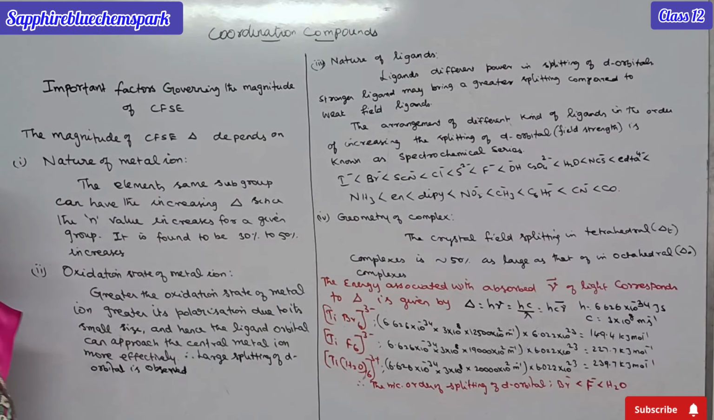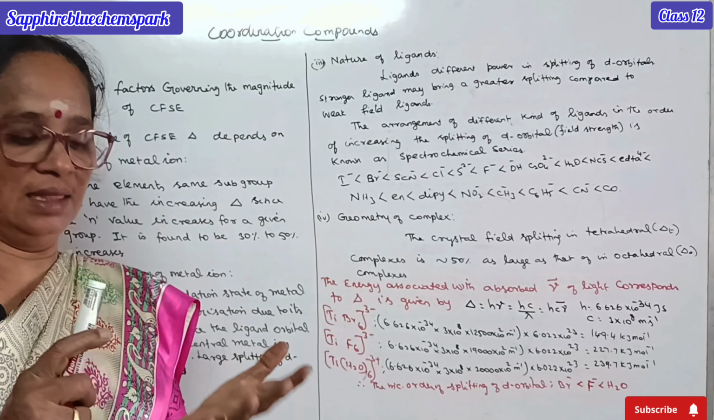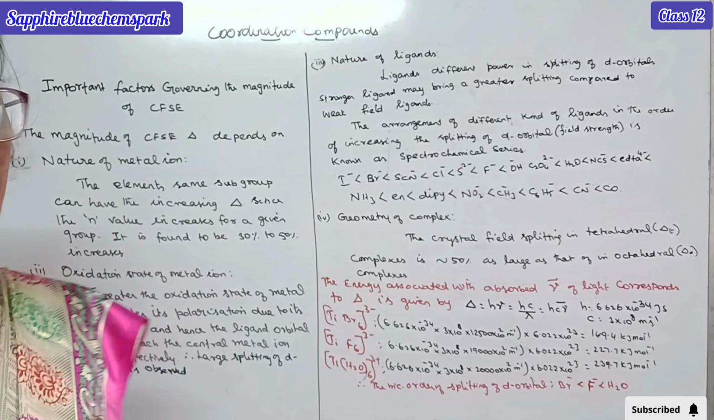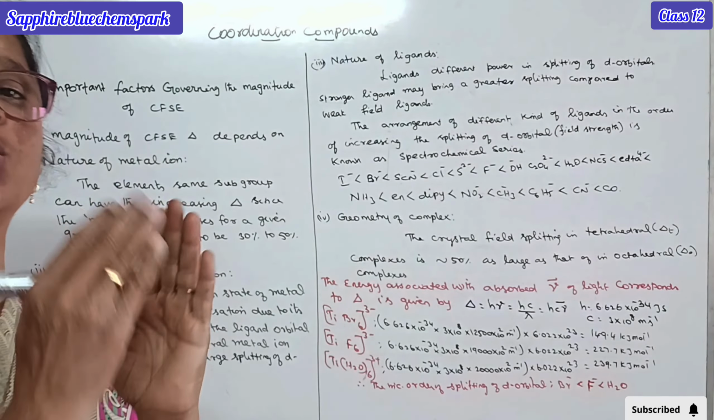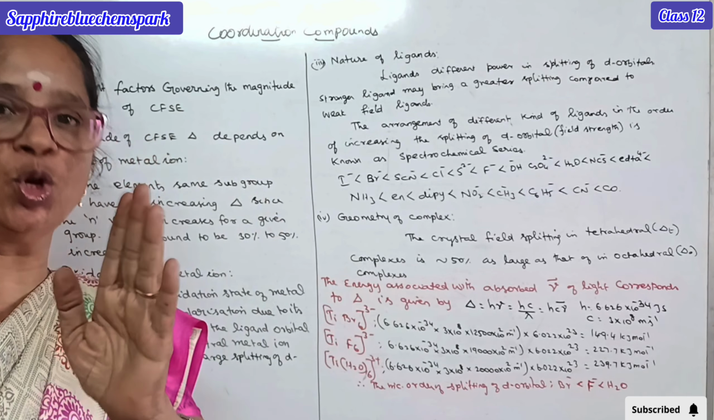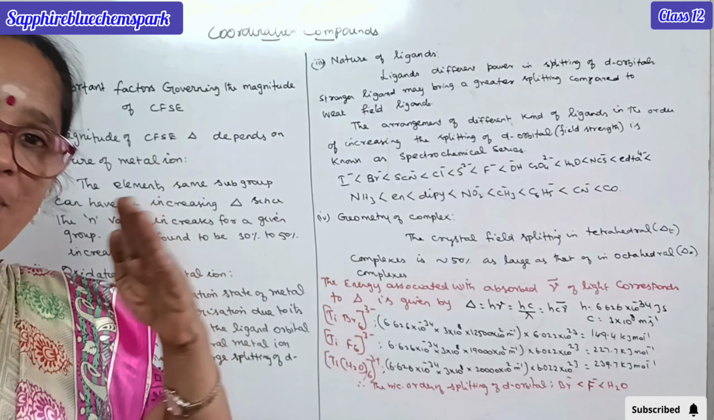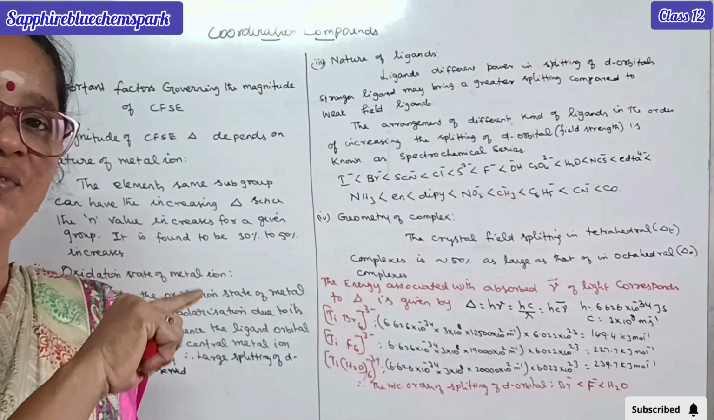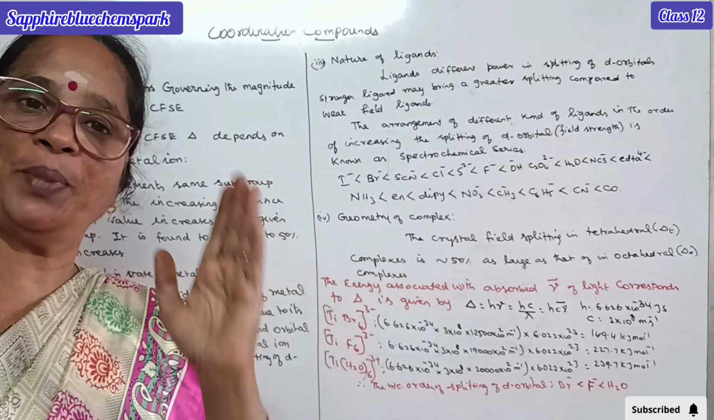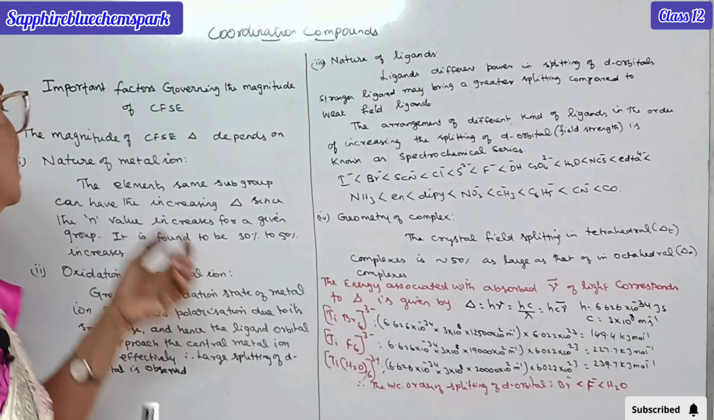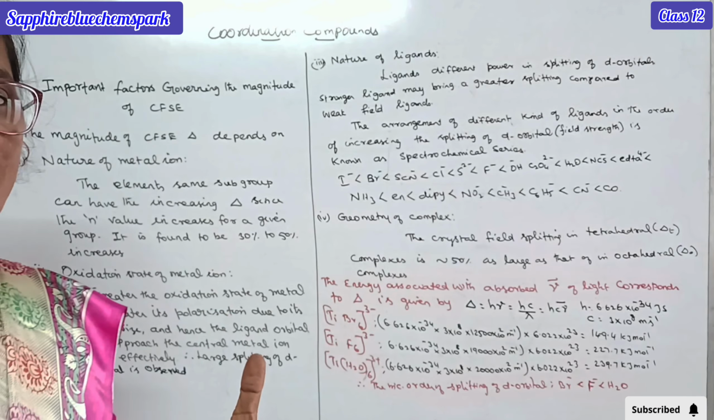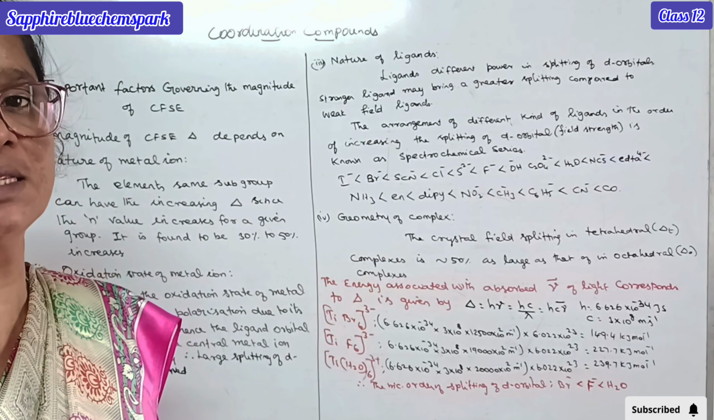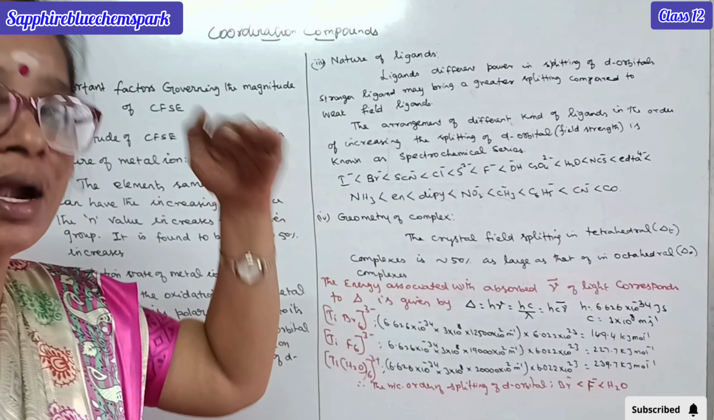The magnitude of CFSE depends on the central metal atom or ion, and the subgroup it belongs to, because all the transition elements belong to groups 3 to 12. So, we have 10 groups under the d block elements, and they have different series: 3d series, 4d series, 5d series, 6d series, depending on the period. When the period number increases, what happens? The tendency of splitting of d orbitals also increases, and it is found to increase by about 30% to 50% for elements of the same subgroup on going down the group.